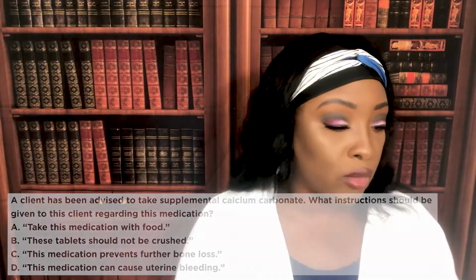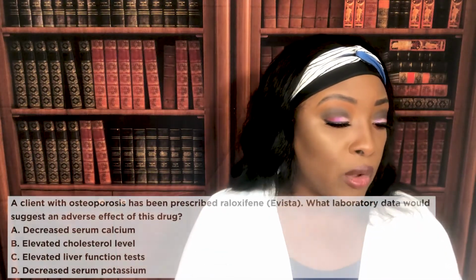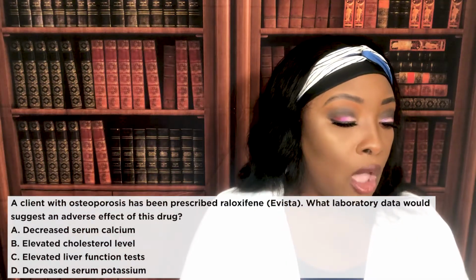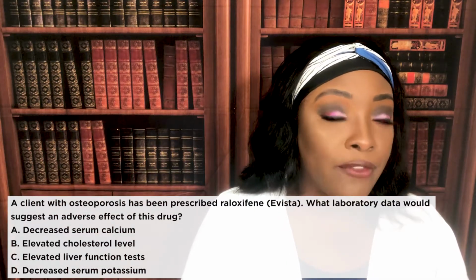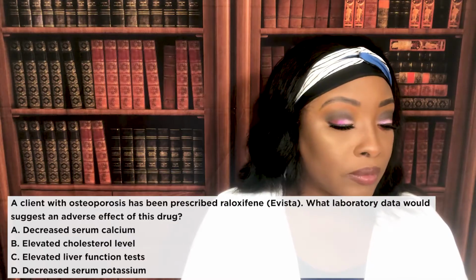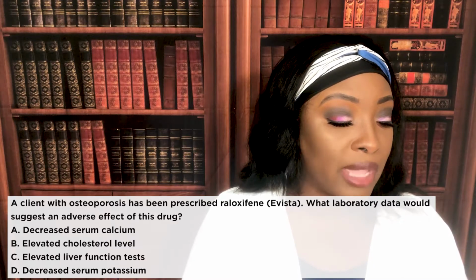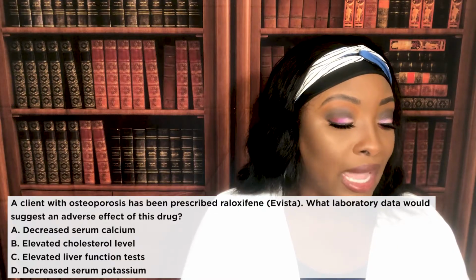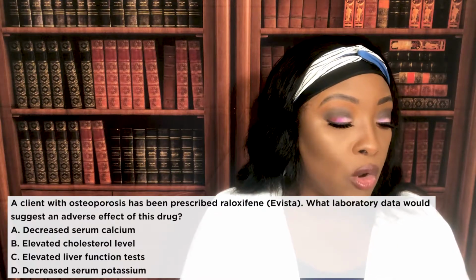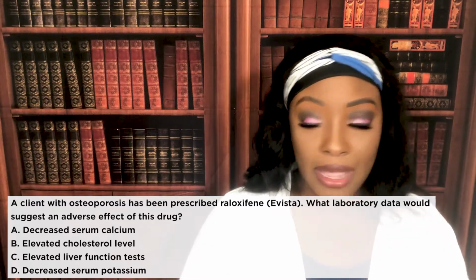We're going to move on to the next question. A client with osteoporosis has been prescribed a Vista. What lab data would suggest an adverse effect of this drug? A, decreased serum calcium. B, elevated cholesterol level. C, elevated liver function test. Or D, decreased serum potassium?